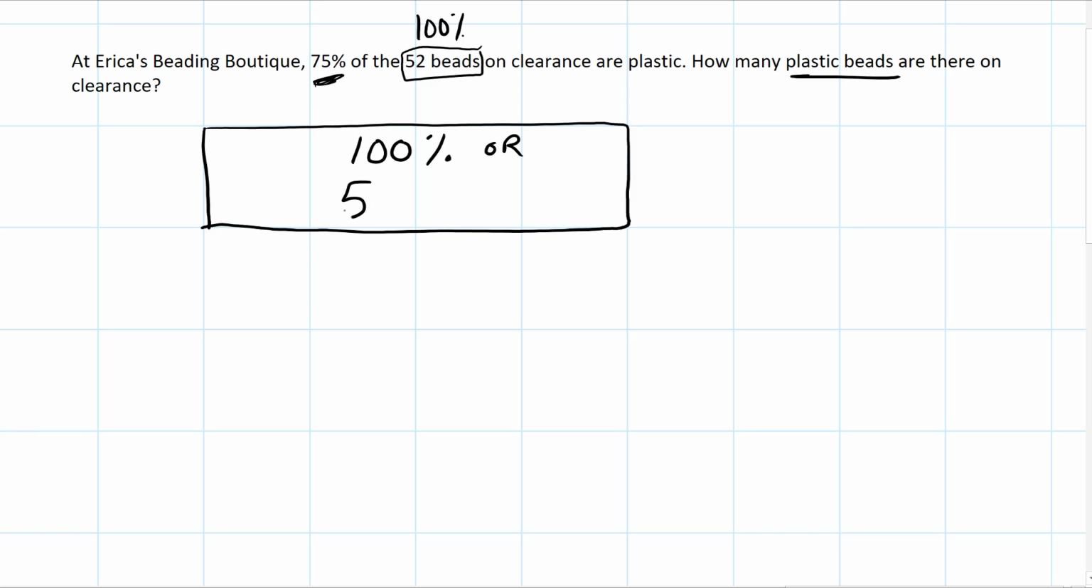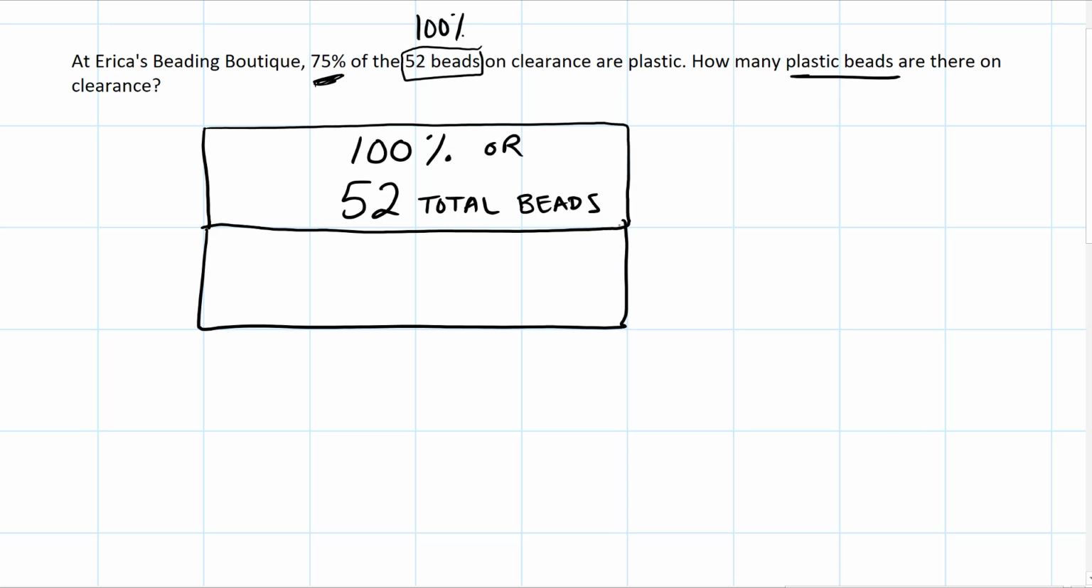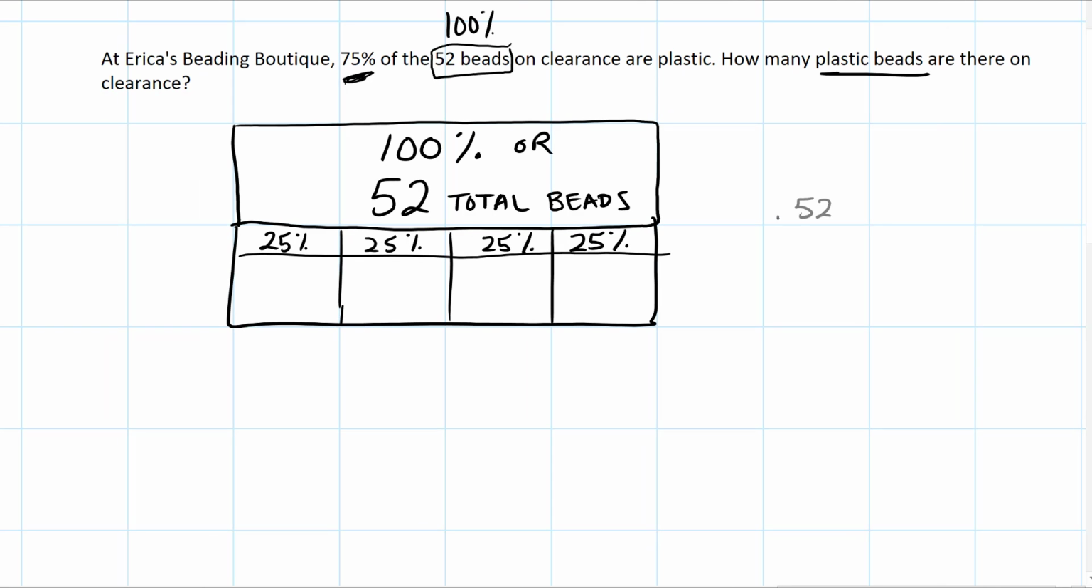So we've got 52 total beads. We're going to break this up into 25% sections because it's easy to get to 75% by jump counting by 25s. So 25% up top of each of these. And now I got to figure out how many beads is that going to actually be. Well, let's do a little bit of long division, I guess. If we need to figure this out, I've got 52 beads, and I'm going to divide it into 4 sections. 4 goes into 12 3 times, and so I get 13 beads for each 25% section.